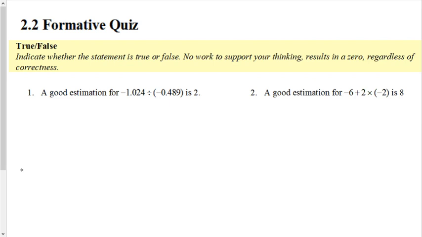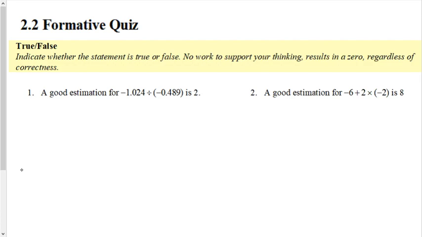Okay, section 2.2, formative quiz on operations of rational numbers in decimal form. I just realized that the second question wasn't a decimal question, but that's all right. We should have whole numbers and integers. A good estimation for this divided by this is 2.